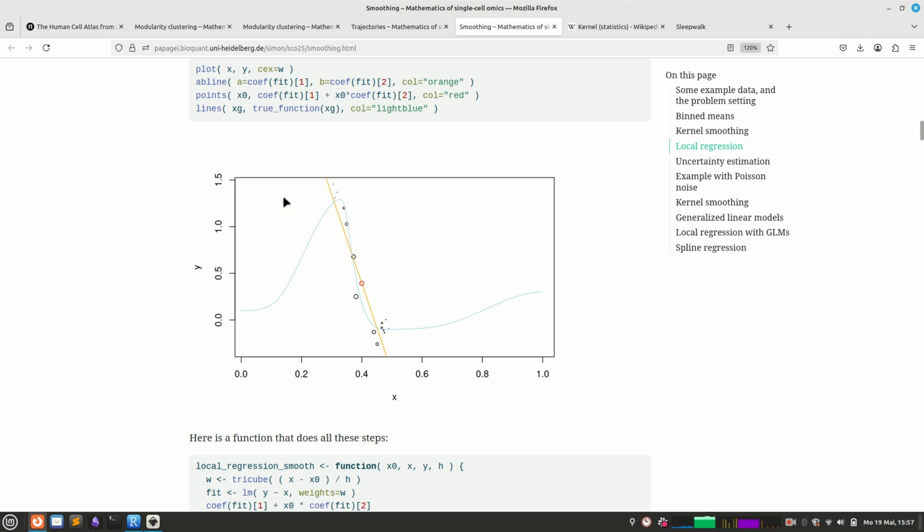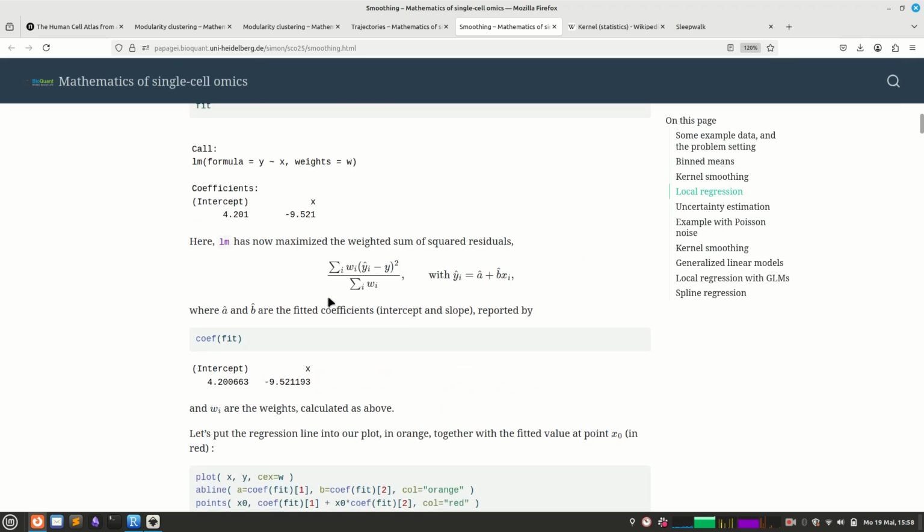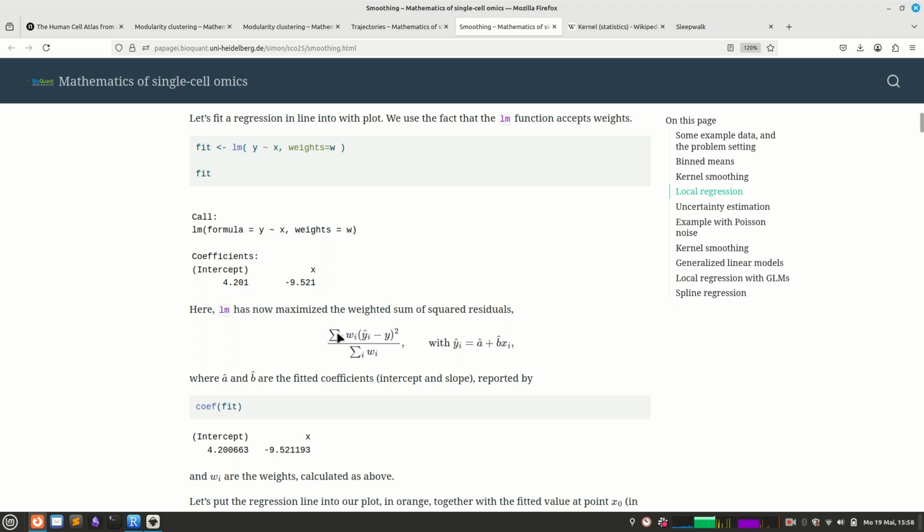A linear fit with weights works as follows. In an ordinary linear regression, you fit a line through the data, and the optimal line is the one which minimizes the squared vertical distance of the data points to the line. And here it's the same. We minimize the squared vertical distance, only we multiply each distance by the corresponding weight. This is what we call weighted regression.